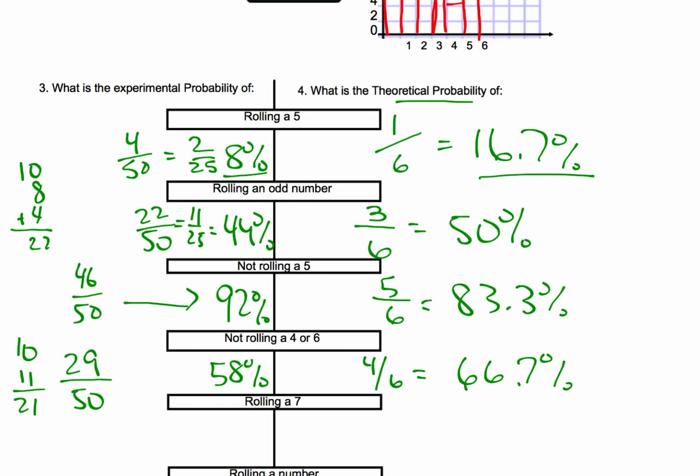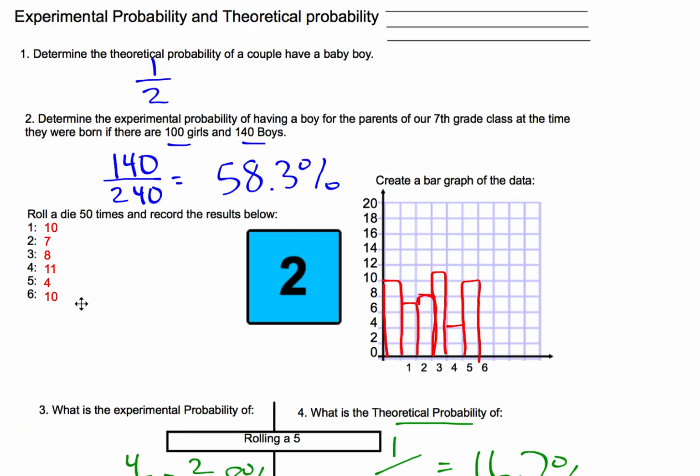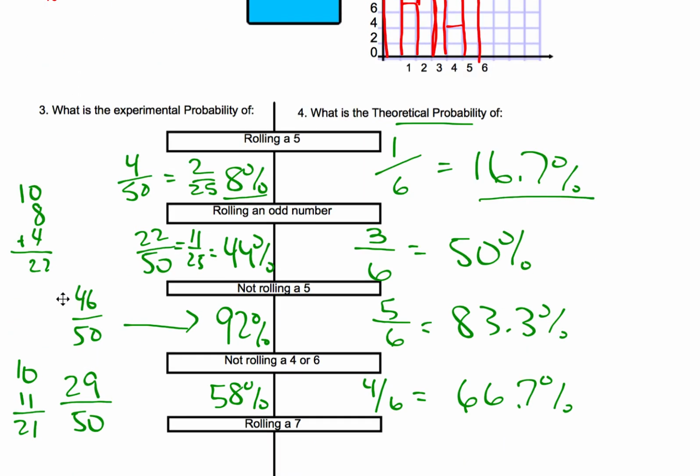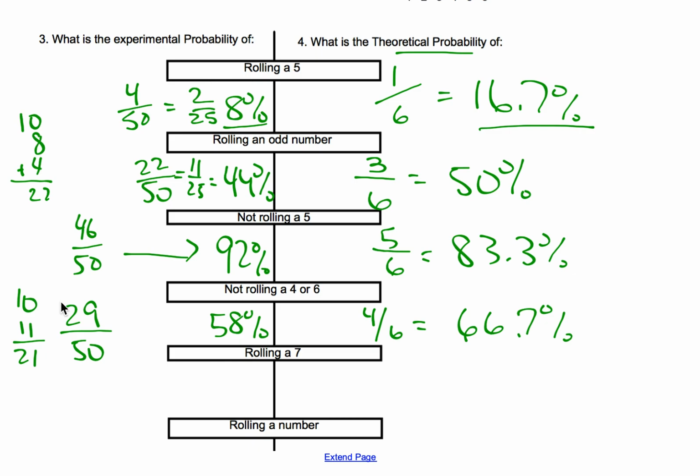So, we actually rolled more 4s and 6s than would be expected. Okay, next, rolling a 7. I go up here and look at my data. I rolled a 7 a grand total of 0 times. It never happened. There is no 7 on the number cube. So, experimentally it was 0%. Theoretically, also 0%. There's a really important idea right here.